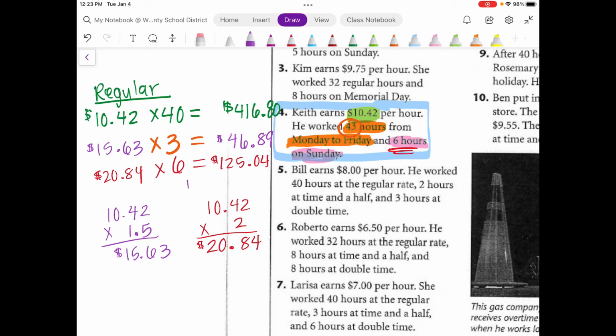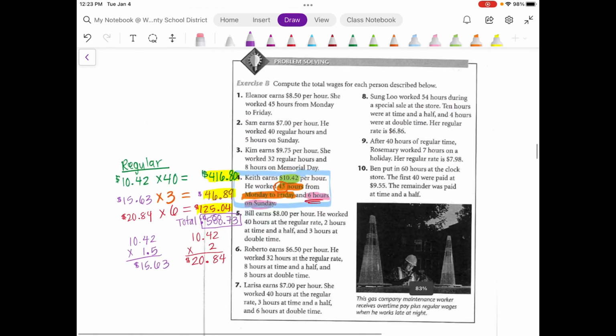So my total here is going to be all of these numbers added up. And our check comes out to $588.73. So as you're working through all of these word problems, pay attention to any hours that took place on a Sunday or on a holiday. So go ahead and work out the rest of these word problems.